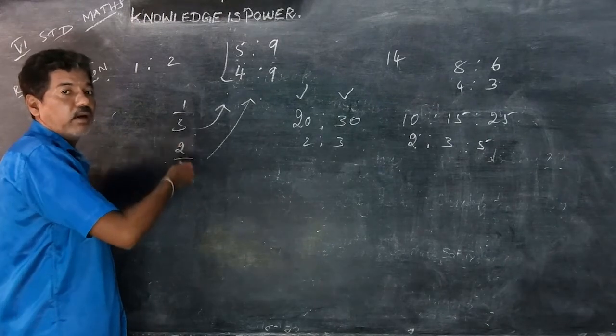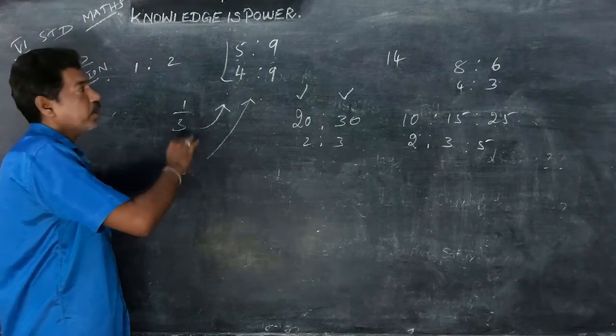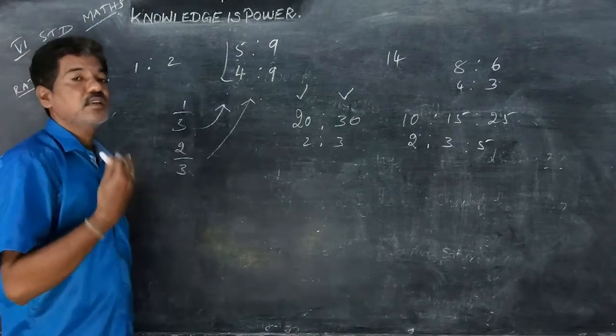Okay, we can have what? Proper fraction, improper fraction, like that we will get. Okay, so we can reduce in certain situations.